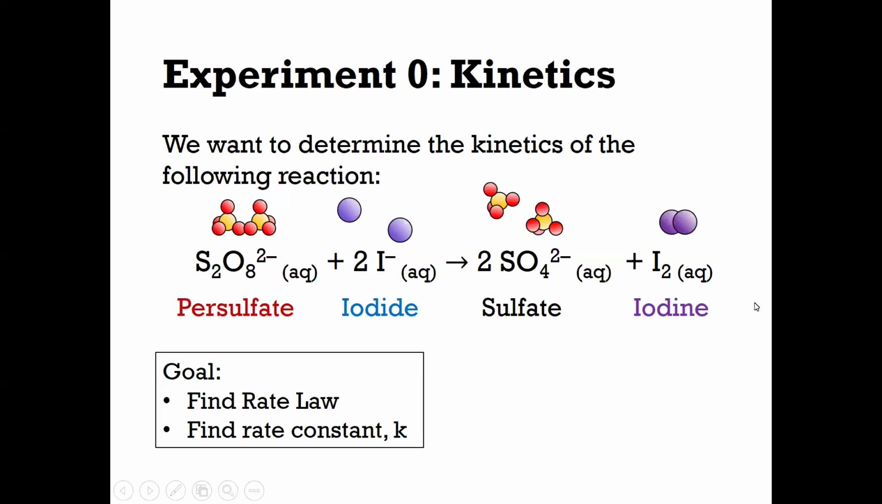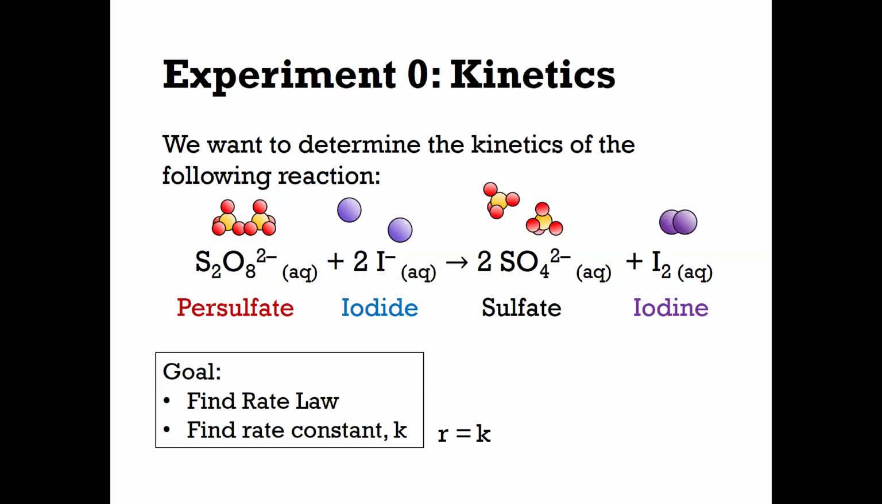And our goals for this part of the experiment is to find the rate law, find the rate constant K in appropriate units. So let's remind ourselves what goes into finding a rate law. What are the pieces of it? Well, first of all, in the expression, we have the rate, R, and it's equal to a couple things multiplied together. What are those things? The first thing is its rate constant, K.